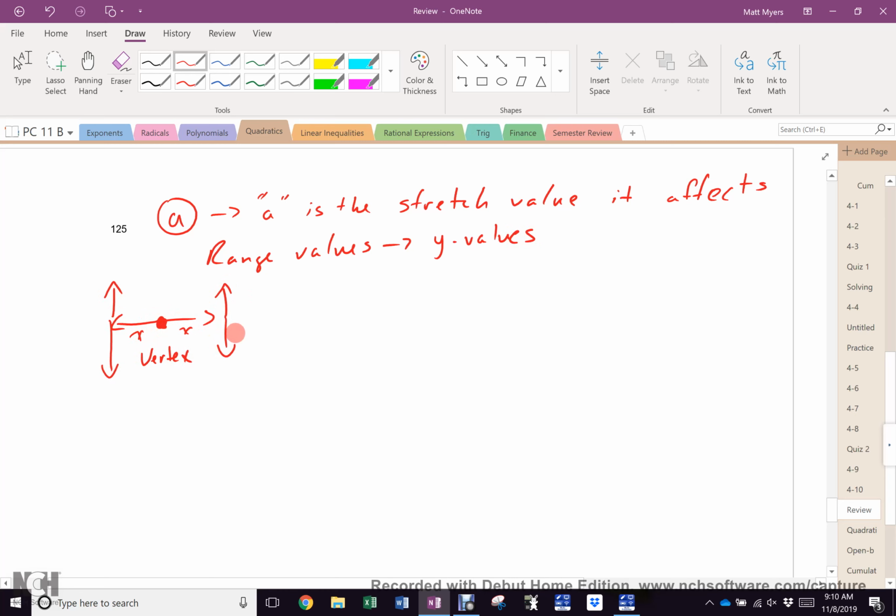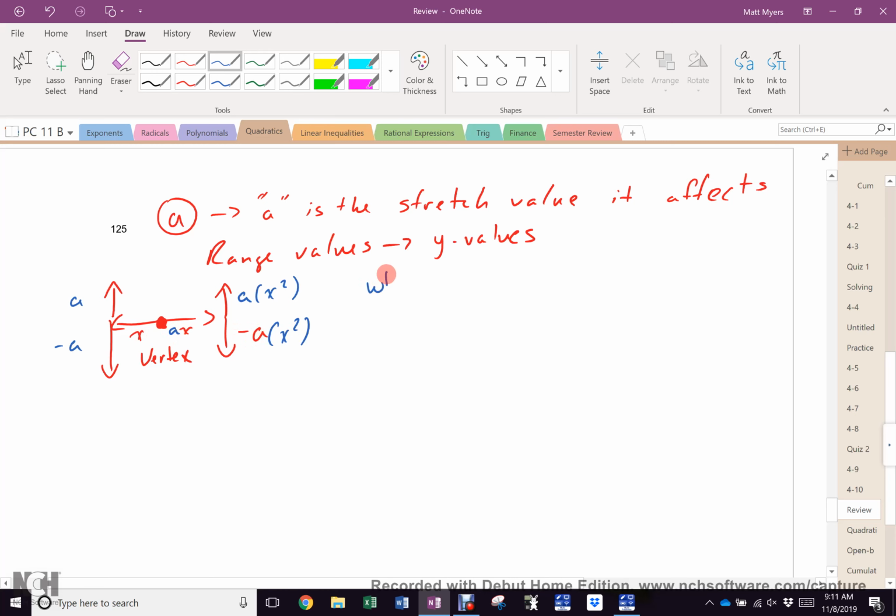If it's down, it was negative A. If it's up, it was A. A, negative A. It moves up A times x squared, or negative A times x squared. Remember, if there's no number there, what's the number there? 1. So this has an A. Sometimes A is 1. Okay?